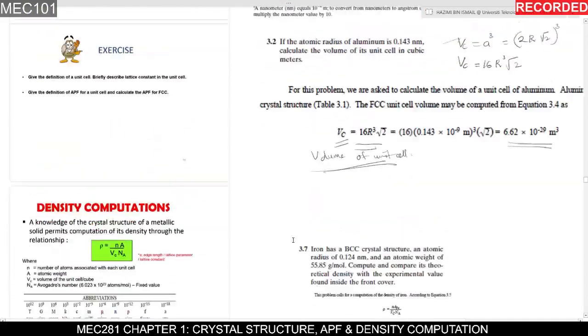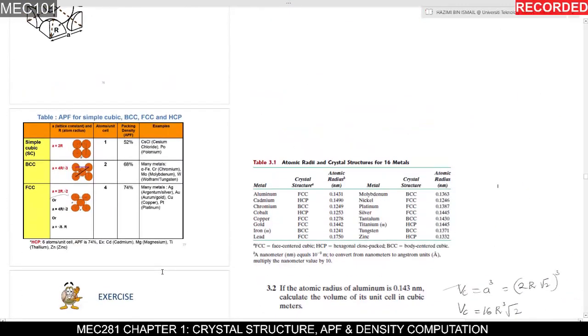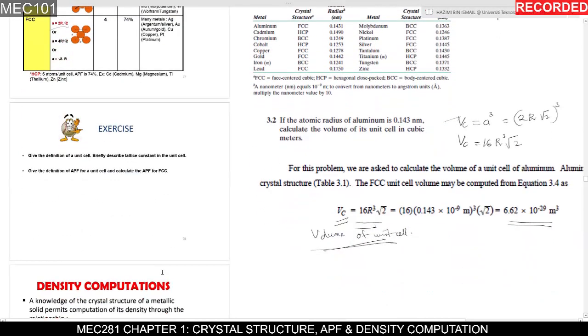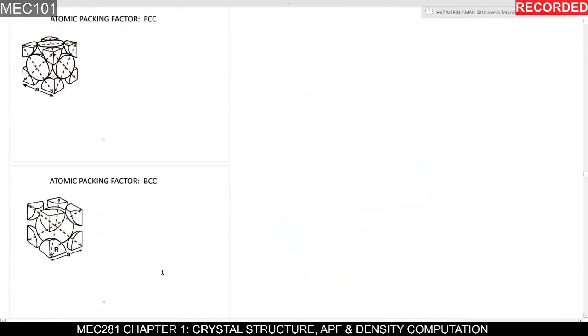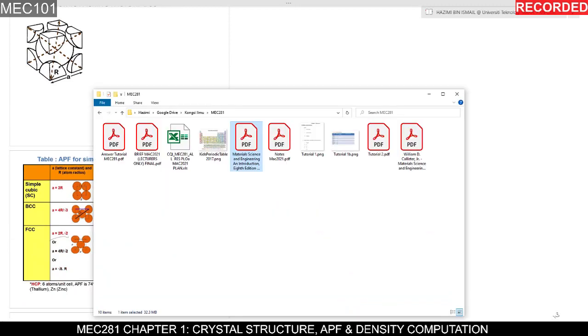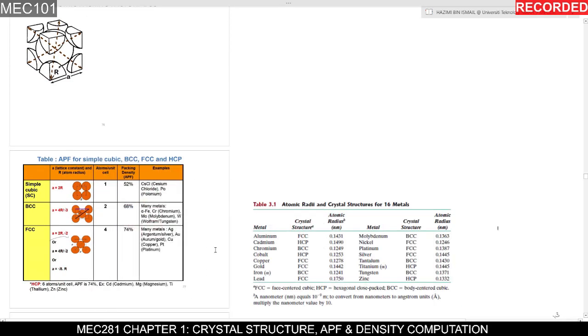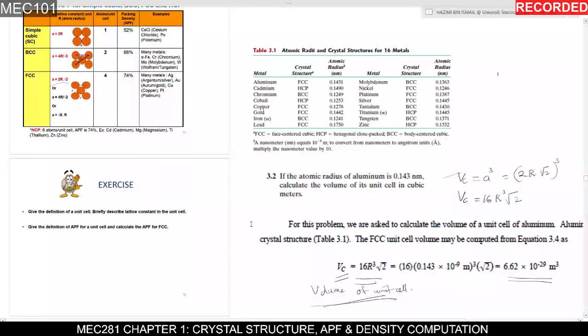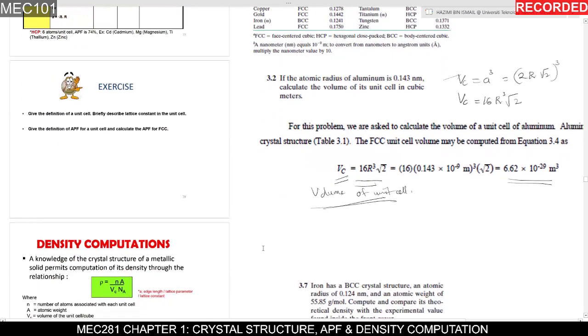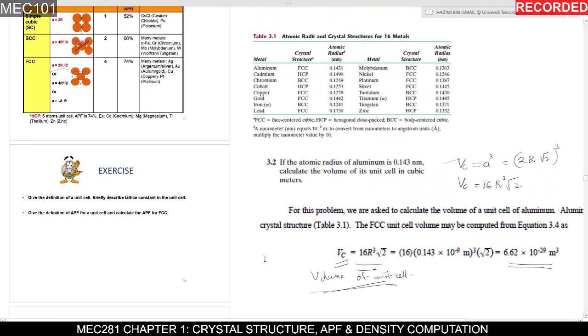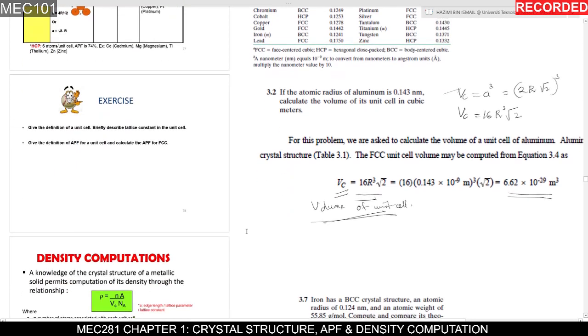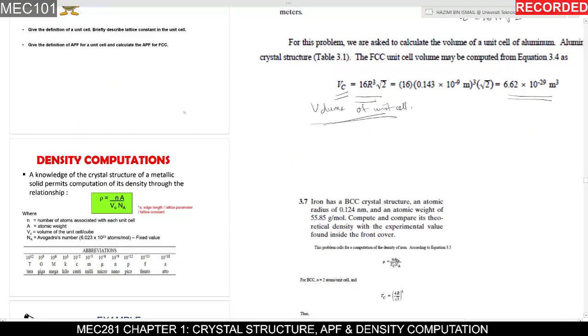And now you can try tutorial 3. Okay, I will put the tutorial later in the Google Classroom. So you have to do it on your own. You have to do the exercise, and if you have problems understanding or problems in solving the question, you can ask me in our WhatsApp group. Okay, so let's go to the density computation.